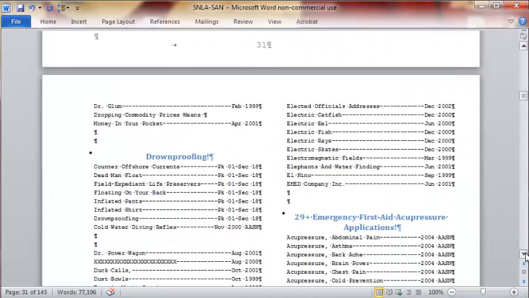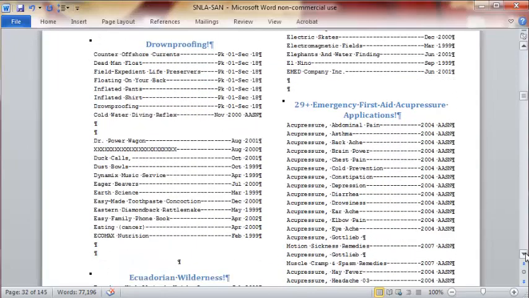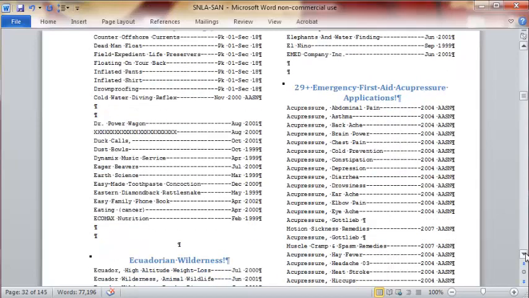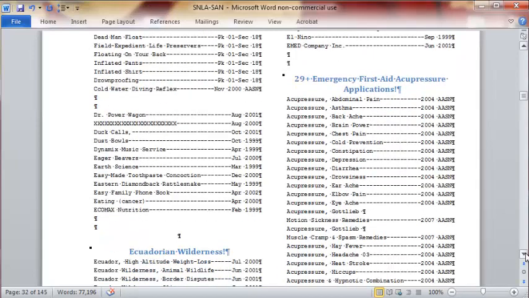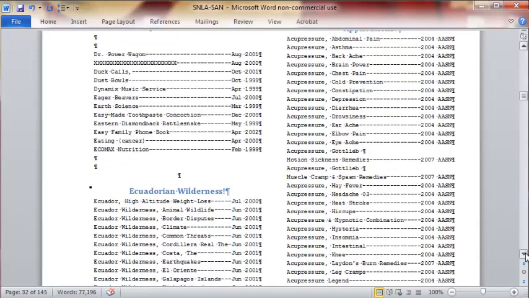Drown proofing. 29 emergency first aid acupressure applications. When there's no doctor, you got to do something. That's a plain fact. Okay, no qualified doctor right then and there, or you can't get to one, you got to do something. So this will come in mighty handy.